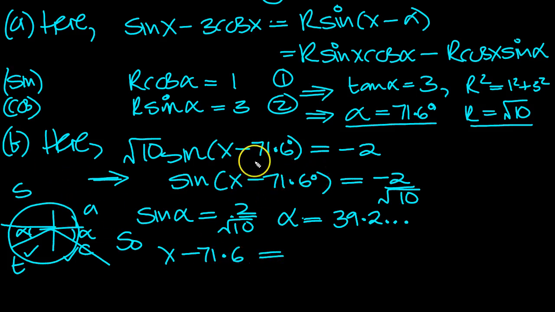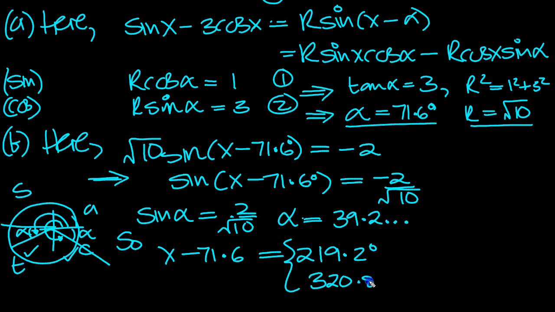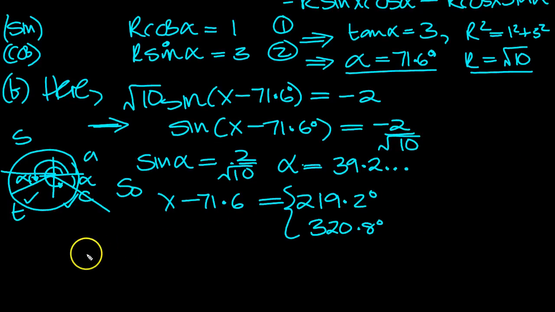So x minus 71.6 is equal to the angle in question, and we've worked out that these are the 2 solutions. Going round to here, 180 plus 39.2 is 219.2 degrees. And there's another solution, which is going round to here: 360 back 39.2, which is 320.8 degrees. Okay, good. So that tells us what x is. That implies x is equal to.